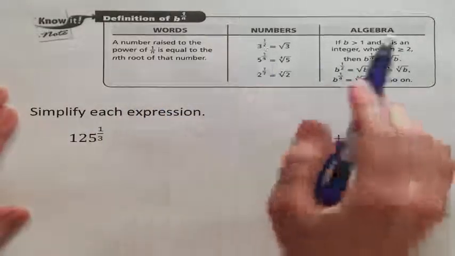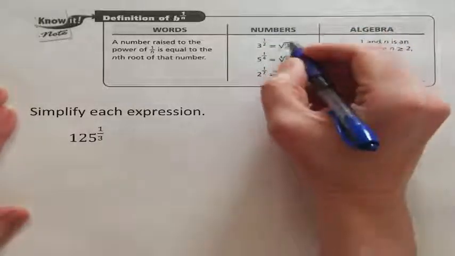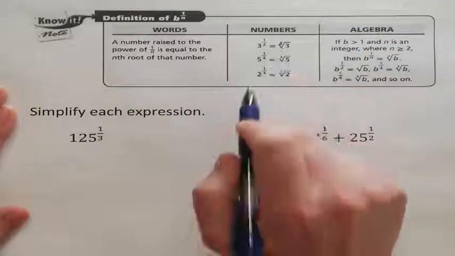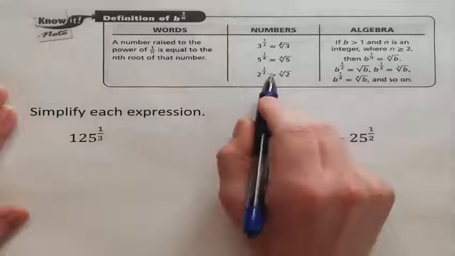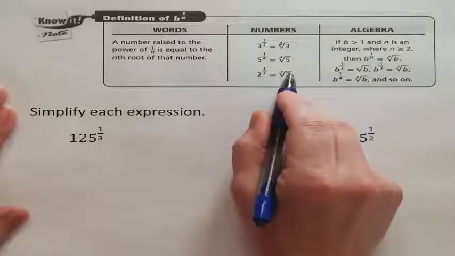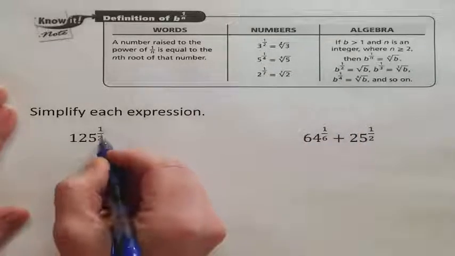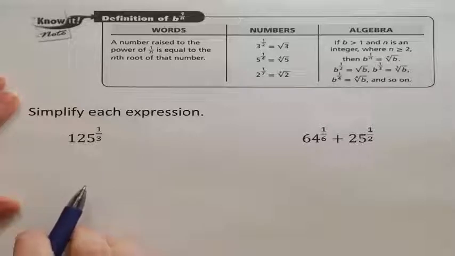So if it's 3 to the 1 over 2, this is the square root of 3. This is the fourth root of 5. This is the seventh root of 2. So it's a root. The denominator part of the fraction tells me which root it is when I'm taking the radical of it. Okay, so let's go ahead and try this problem.